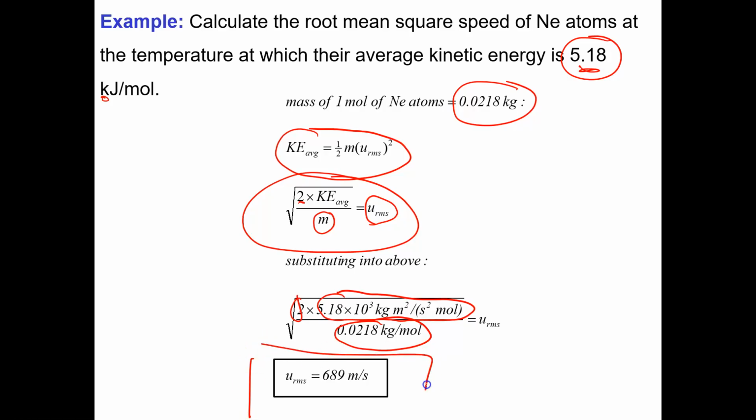Now, turns out that at the temperature at which the average kinetic energy of the neon atoms is 5.18 kilojoules per mole, the root mean squared speed is almost 700 meters per second. And normally these root mean squared speeds at ordinary temperatures are several hundred meters per second.